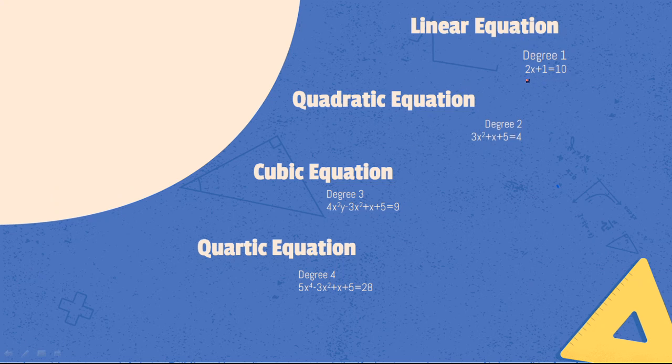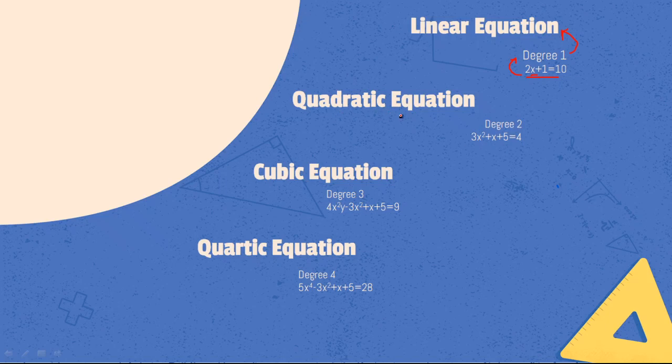Look at here. For example, this is an equation: 2x plus 1 is equal to 10. There is only one variable and the power of this variable is 1. So that's the highest power in this equation. So this equation has a degree 1. Any equation that has a degree 1 is called a linear equation.